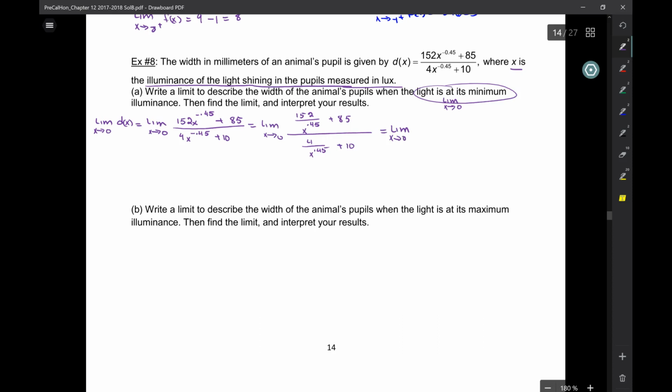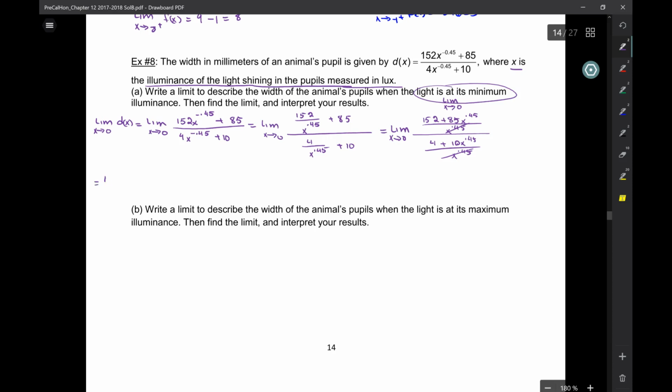Now, can I possibly get rid of those? I can get rid of them. Right. So this is going to be 152 plus 85 x to the 0.45 all over x to the 0.45. And then same thing here, 4 plus 10 x to the 0.45 all over x to the 0.45. Okay, so those go away, the denominators.